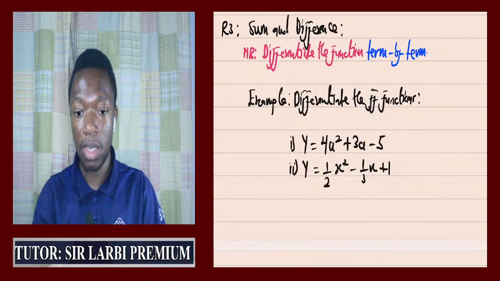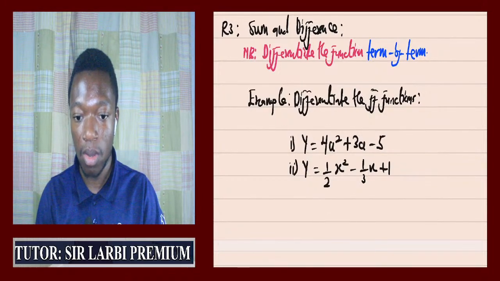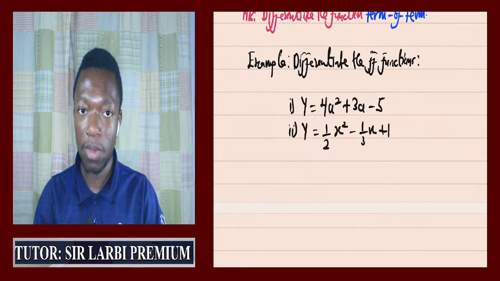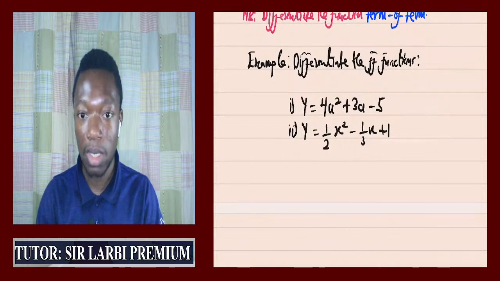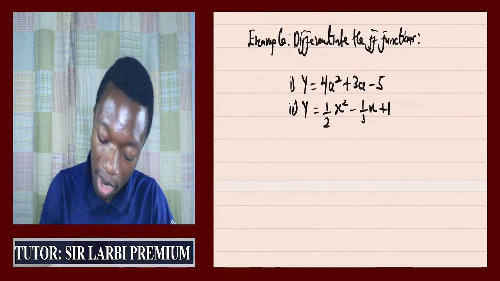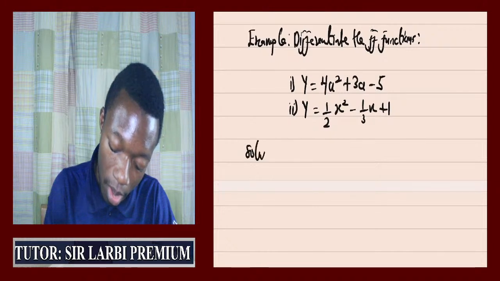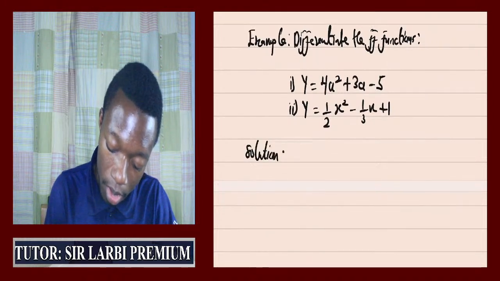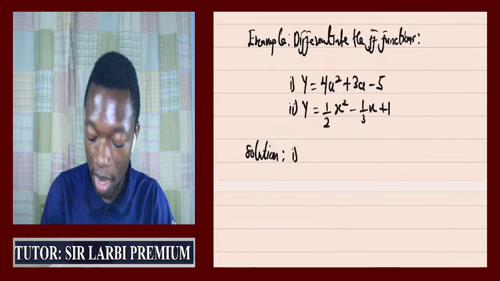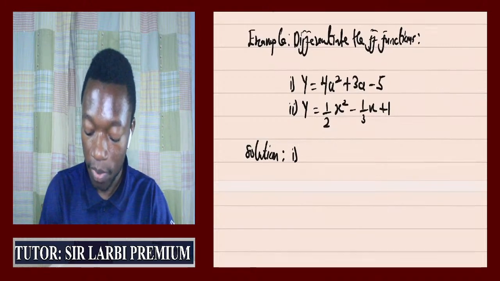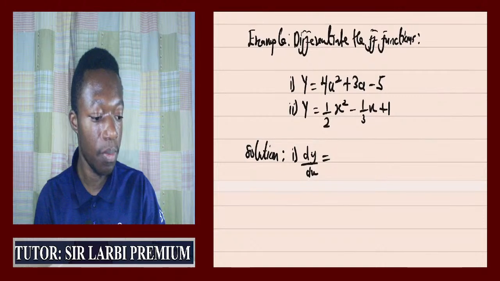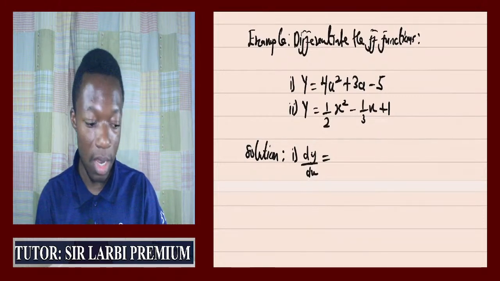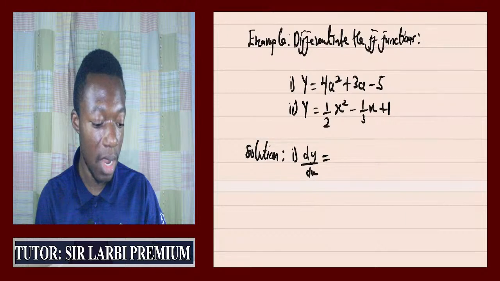So now we have these functions. What is happening here? We are asked to differentiate this. This is what we call sum and difference. You just have to differentiate them term by term. So we start with the first one. We have our solution here. So first one, let's flow. Differentiate y with respect to a.